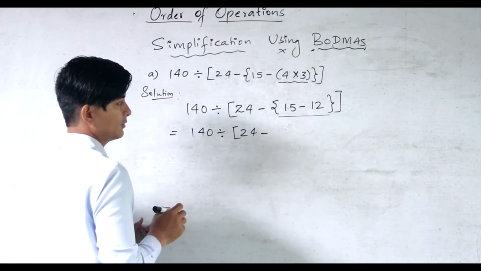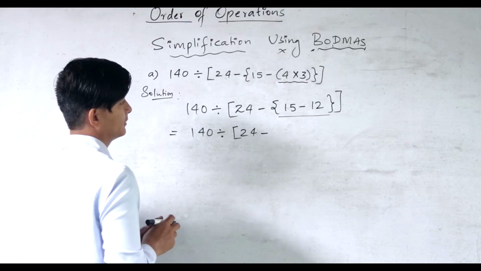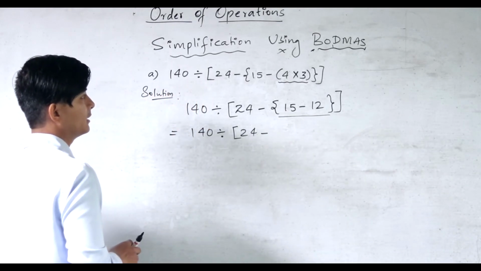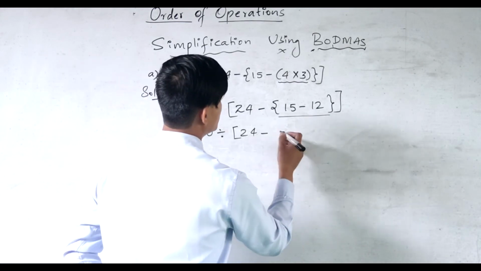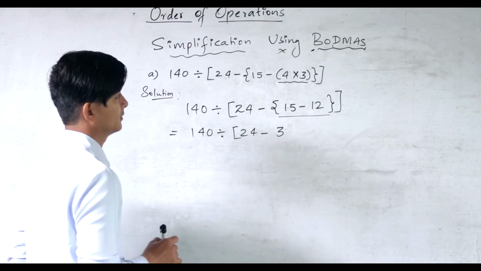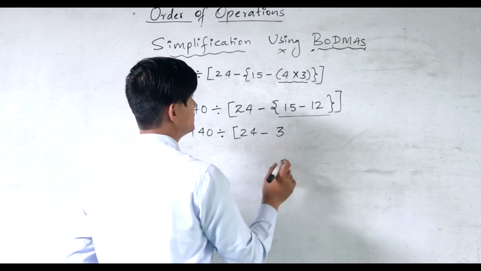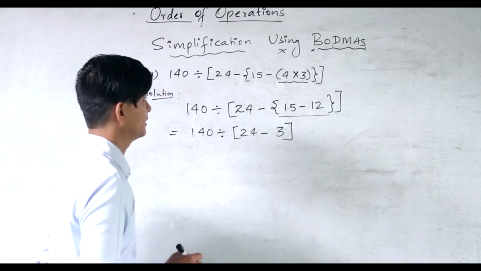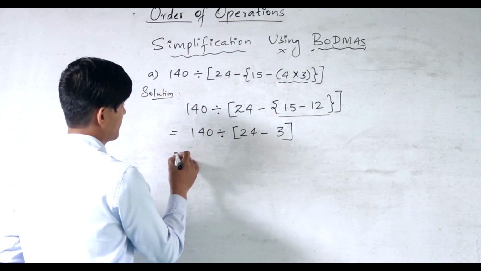Step by step we have to do, step by step, okay, following the rules. Now 15 minus 12 it will be 3. 15 minus 12 we will get 3. Curly bracket removed. Now big bracket.